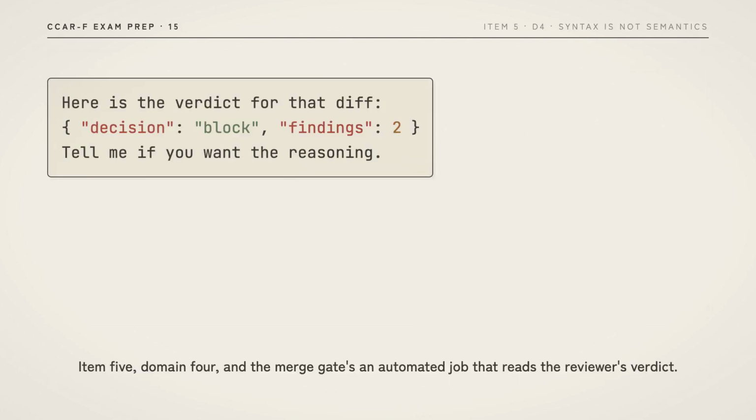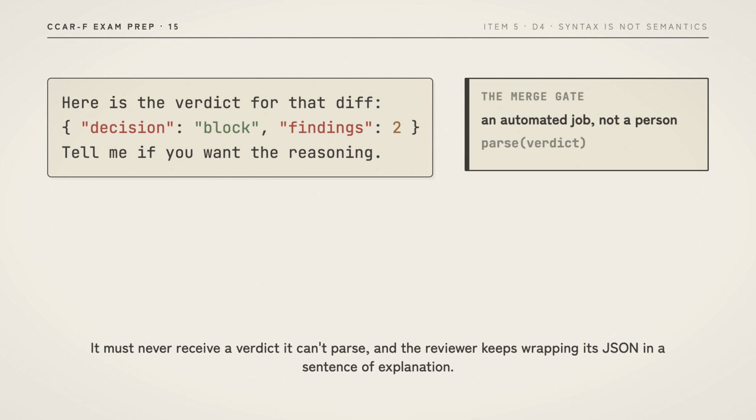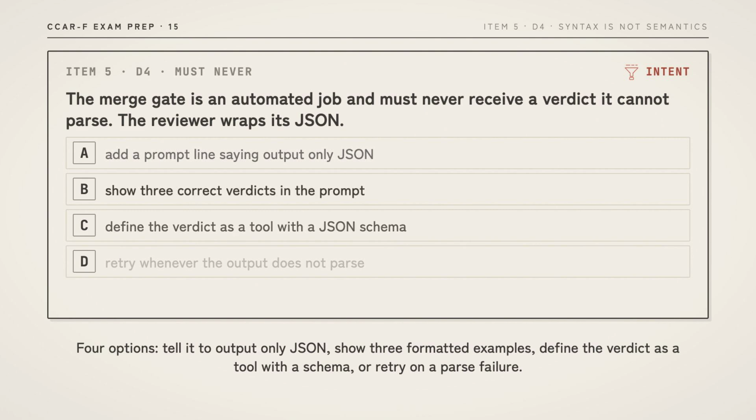Item 5, domain 4, and the merge gates an automated job that reads the reviewer's verdict. It must never receive a verdict it can't parse, and the reviewer keeps wrapping its JSON in a sentence of explanation. 4 options. Tell it to output only JSON. Show 3 formatted examples. Define the verdict as a tool with a schema or retry on a parse failure.